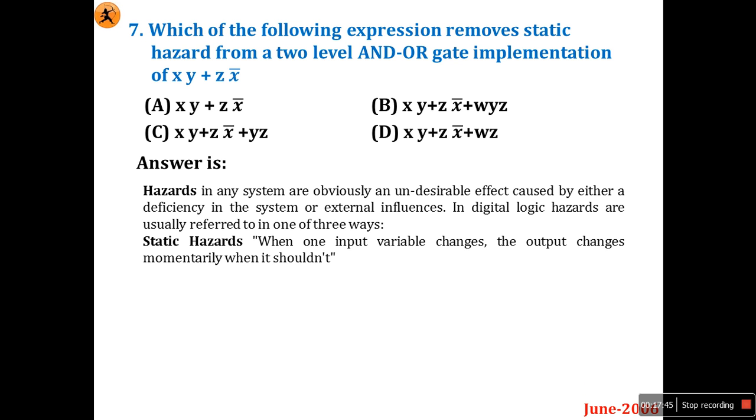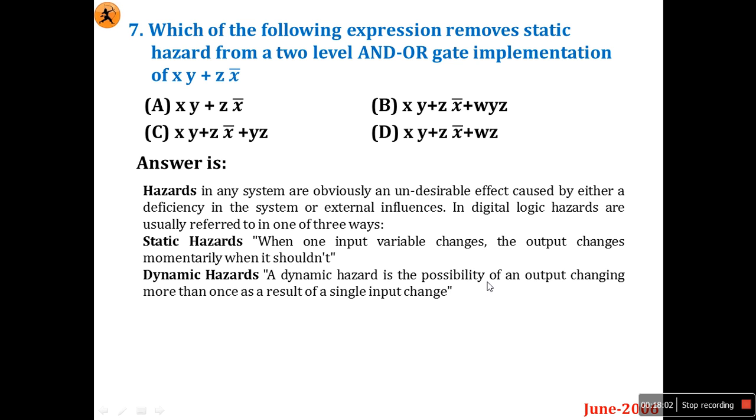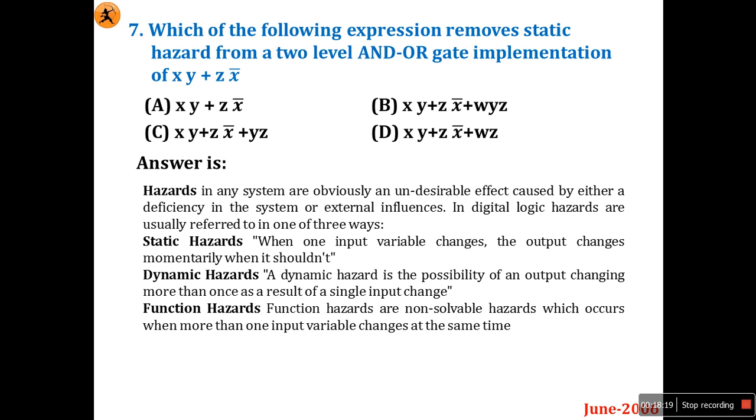When one input variable changes, the output changes momentarily when it should not. Means one input changes, and one output is related. Then similarly dynamic hazard: a dynamic hazard is the possibility of an output changing more than once as a result of a single input change. Keep in mind, in the second one, for a single input the output will change more than once, but in static, one input, one output. Then the third one is function hazard. Function hazards are non-solvable hazards which occur when more than one input variable changes at the same time.